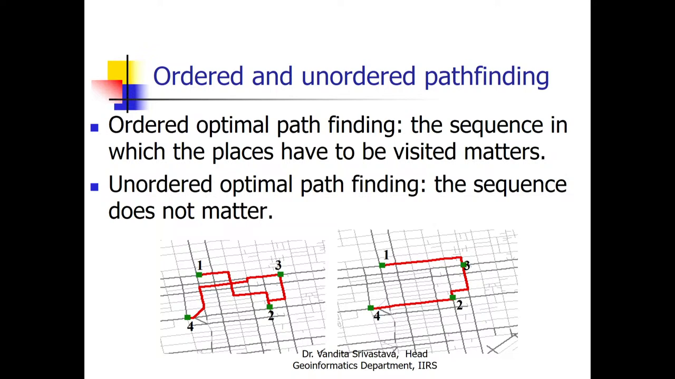But suppose a postman has to deliver letters in a day, and there is no constraint on who has to be delivered first, last or second. In that case we can follow the unordered path and we can try to optimize the cost of travel or the time of travel.